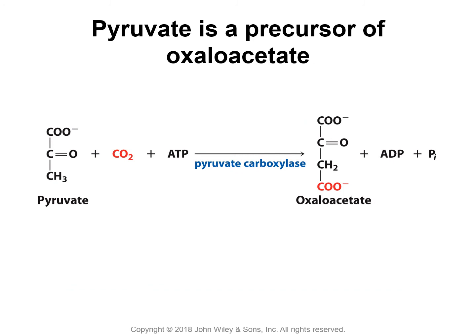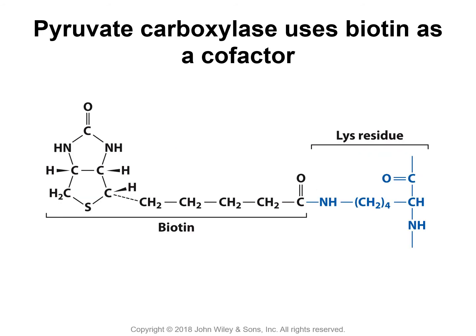Now, pyruvate is a precursor of oxaloacetate, as we were talking about earlier. So this is what you see here. Now, pyruvate carboxylase uses biotin as a cofactor. So you can see that, and that can happen as well.